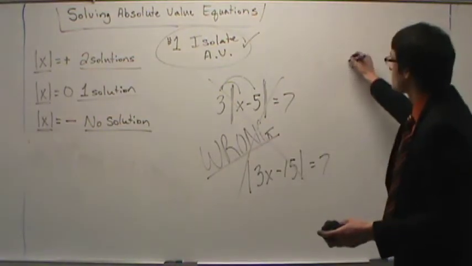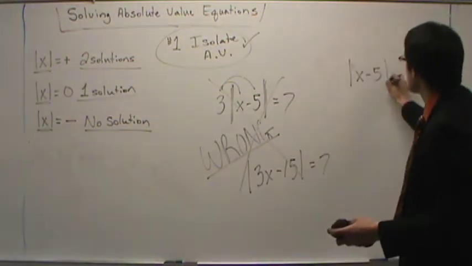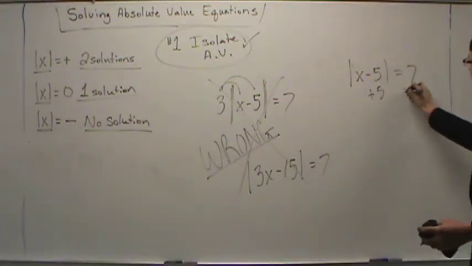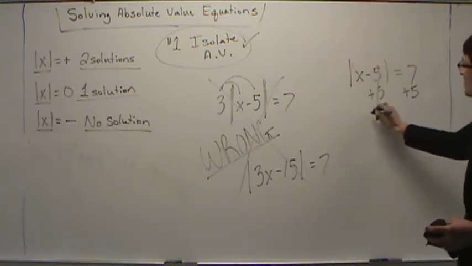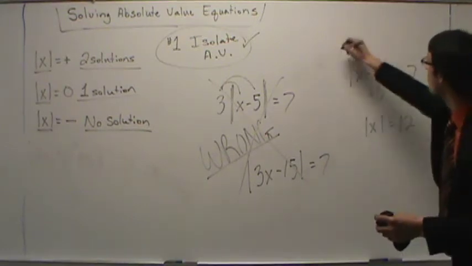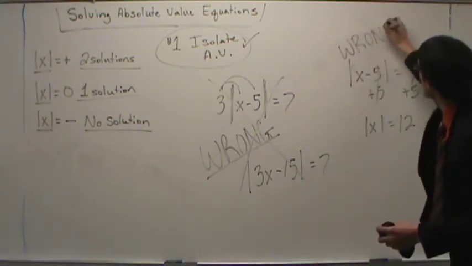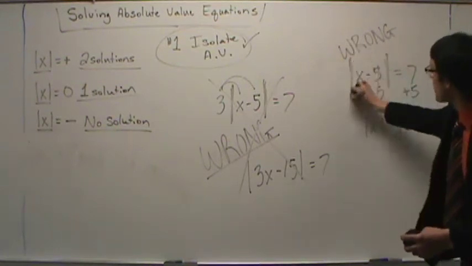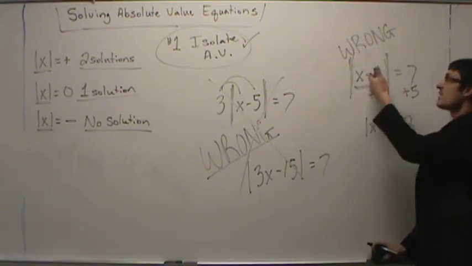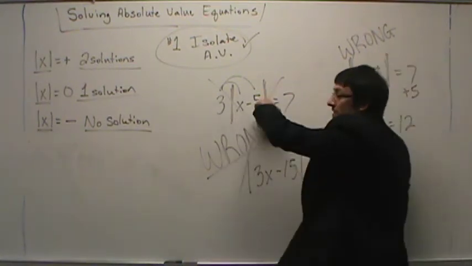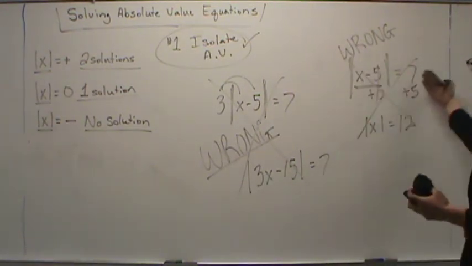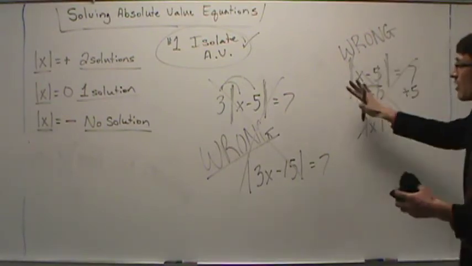Secondly, students make this mistake. Absolute value of x minus 5 is equal to 7. Students try to add 5, cancel, and get the absolute value of x equals 12. No! This is also wrong. Think of these as jail bars, guys. What's inside is locked up. There's nothing you can do to what's inside. You can't take anything out. You can't put anything in. So this is also wrong. Do not make this mistake of adding 5 and taking it out of there. All wrong.